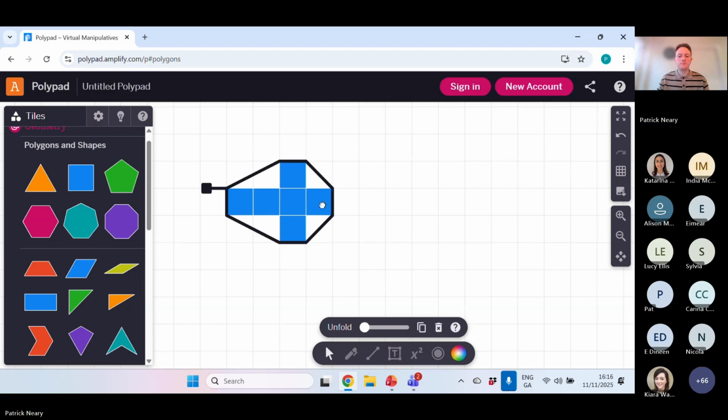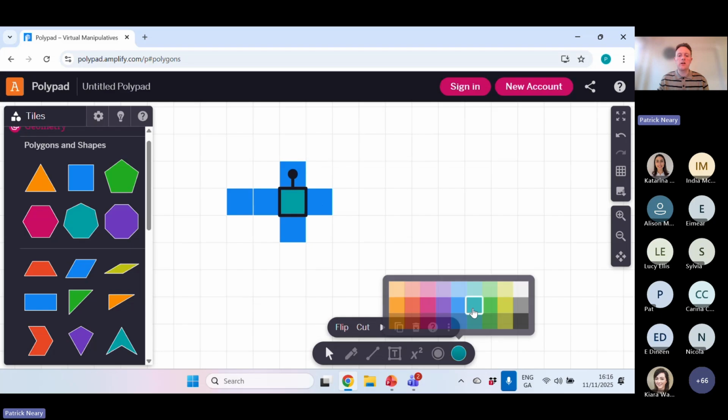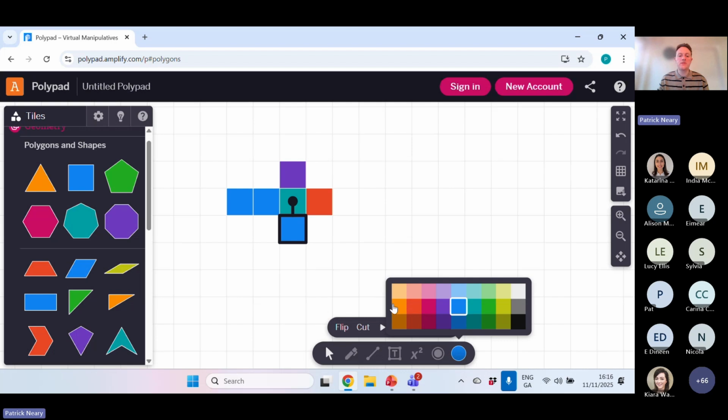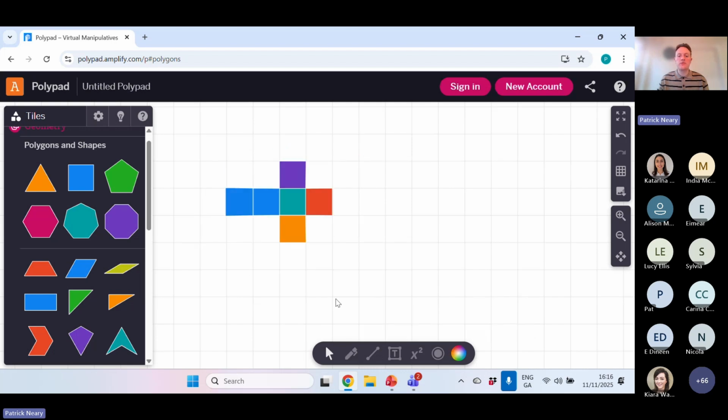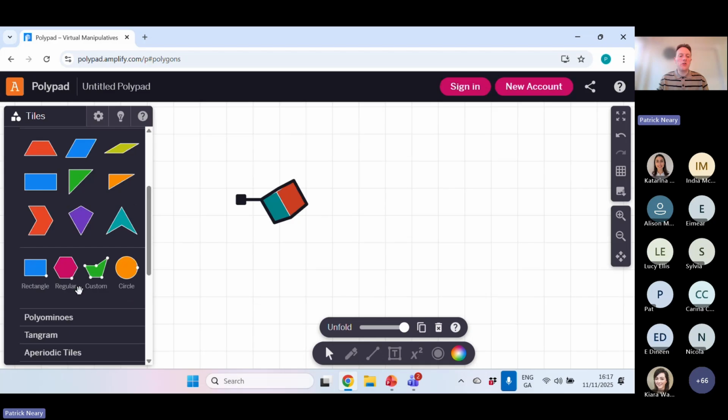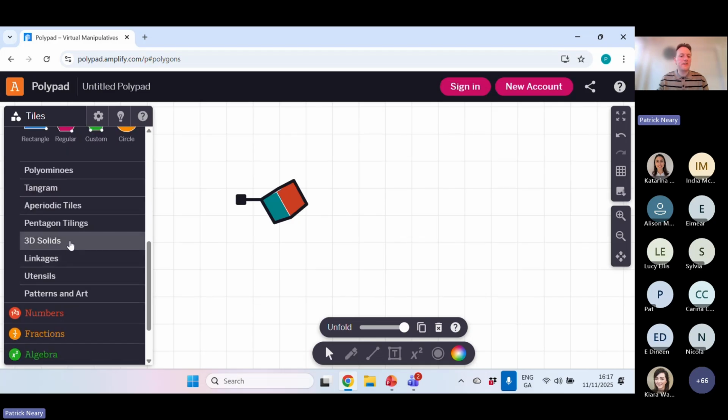You can pick a square and change the color to see what different bits will look like when it's folded up again. Might help children to visualize what's going on when it's folded, just to help see the difference. They also have pre-populated 3D solids.